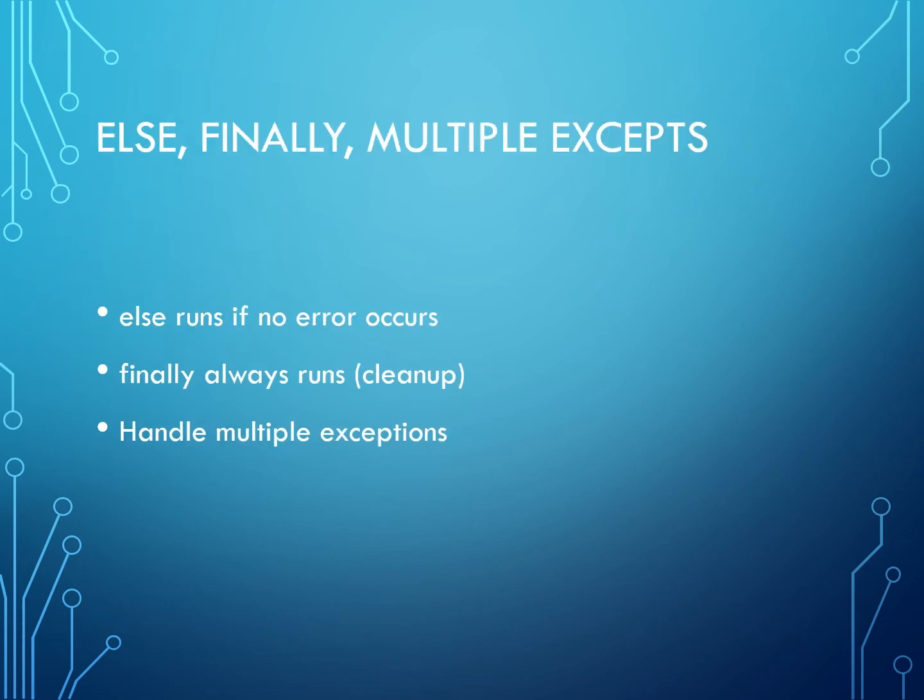Let's talk about some important parts of Python exception handling: else, finally, and handling multiple exceptions. The else block in Python runs only if no error occurs in the try block. So if your code runs smoothly, the else part gets executed. It's great for cleanup tasks that only make sense when there are no errors. Now the finally block is always executed. No matter what happens, whether there's an error or not, it's mainly used for cleanup actions like closing a file or releasing resources.